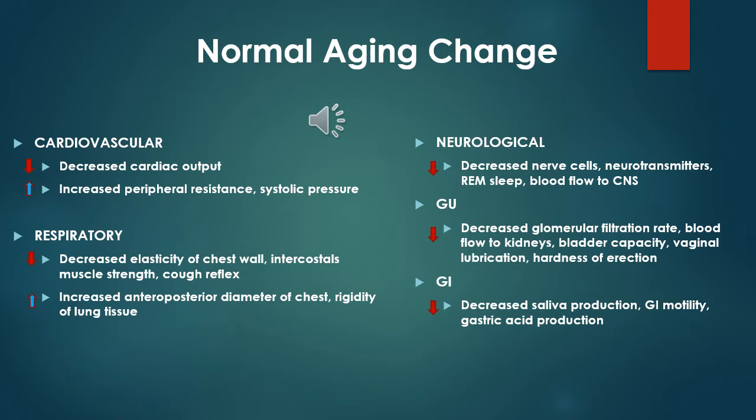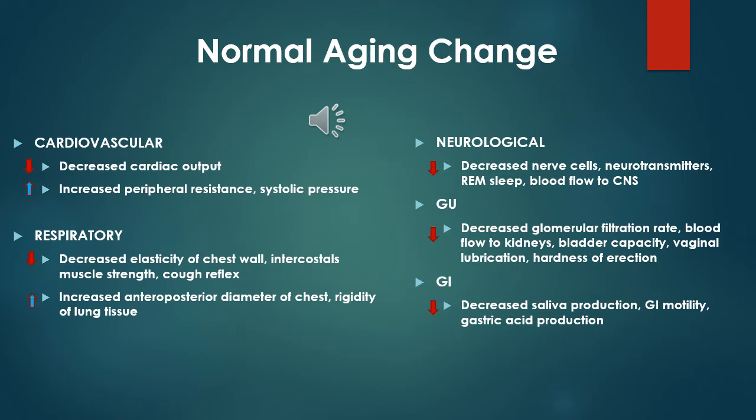Next is neurological. Typically, there is a decrease in nerve cells, and neurotransmitters are often decreased and slower. The amount of REM sleep has also diminished, and the blood flow to the central nervous system has diminished. So as nurses, we can assess for their reflexes to see if they've started to decline. We can get an idea of their sleep pattern by asking them how much they sleep, the times they sleep, and asking them if they feel rested when they wake.